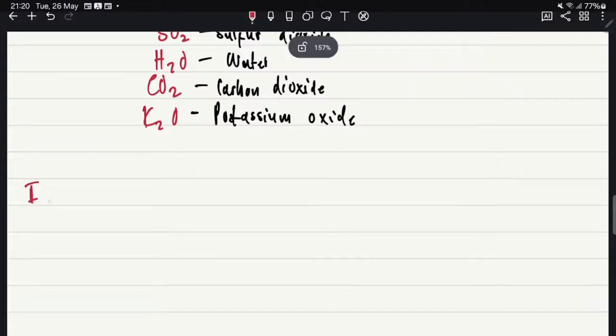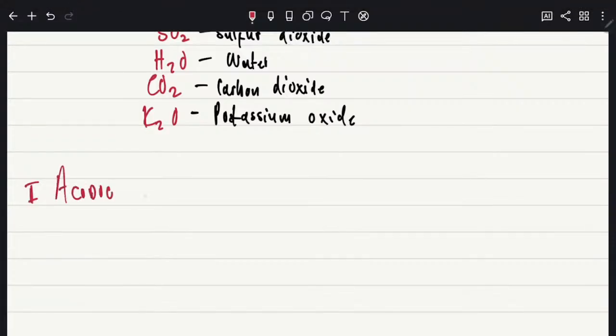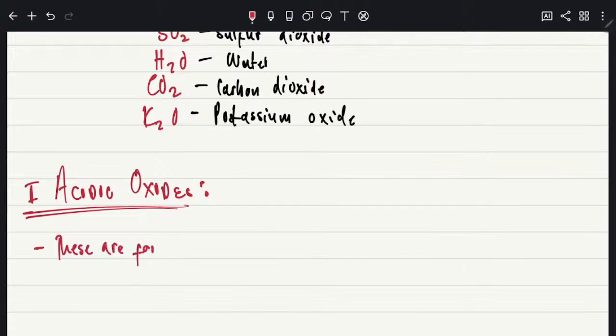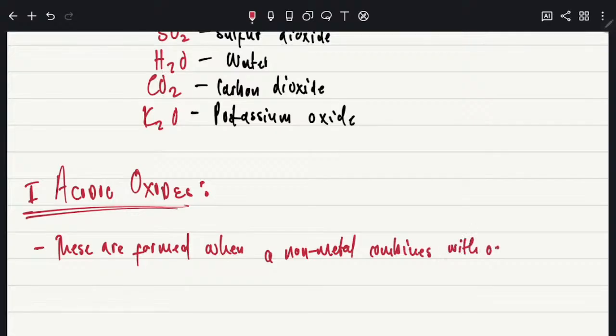So let's start with acidic oxides. Okay? Acidic oxides are formed when a non-metal combines with oxygen. So when you have oxygen and a non-metal, you are going to get an acidic oxide.